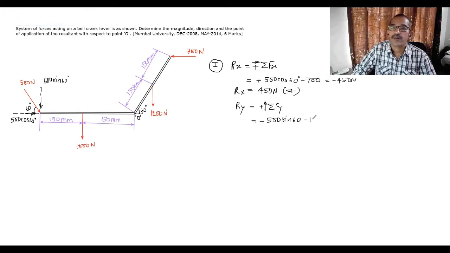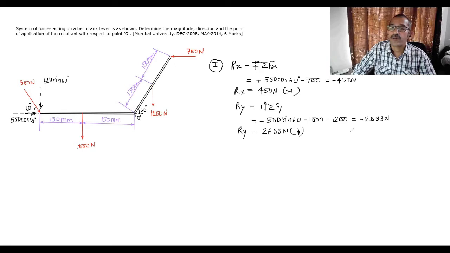Next, what will you get? 1000 Newton downward. Next, 1200 downward. If we add, this one is also negative. This one comes out to be minus 2633 Newton. Now, this Ry, what direction will we get? A negative answer means 2633 Newton, and this is in the downward direction.